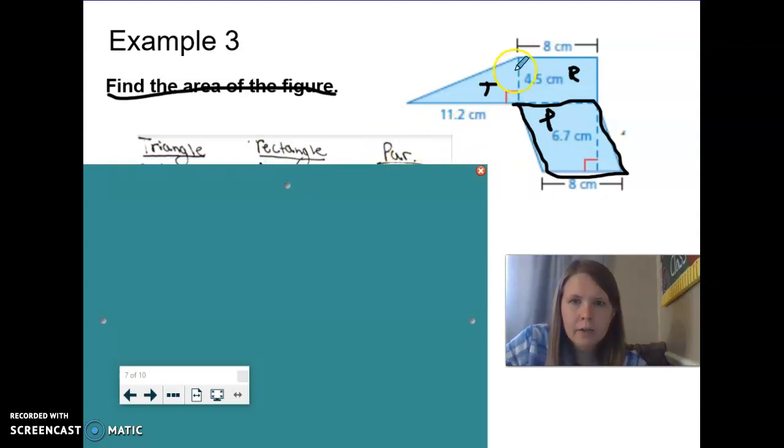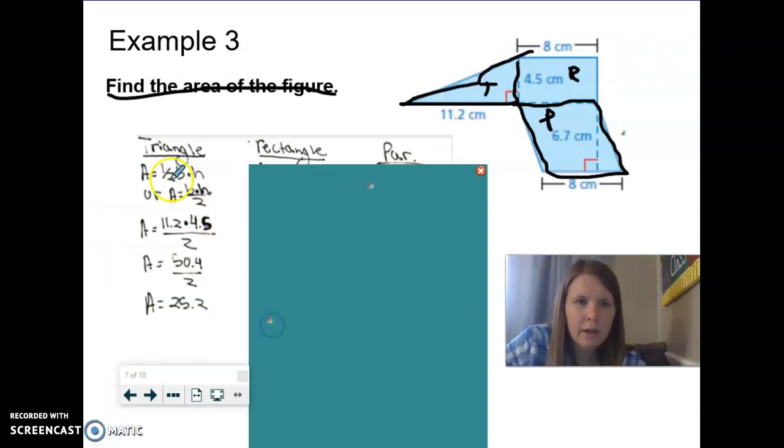Let's look at our triangle first. So here's my triangle part. To find the area of a triangle, what I usually use is area equals 1/2 of the base times the height. You can rewrite it though as base times height and then divide by 2. In this case, my base is 11.2 and my height is 4.5. I multiplied those together first, which gives me 50.4. Ultimately I need to divide it by 2 because it's half of that value, and I get 25.2.